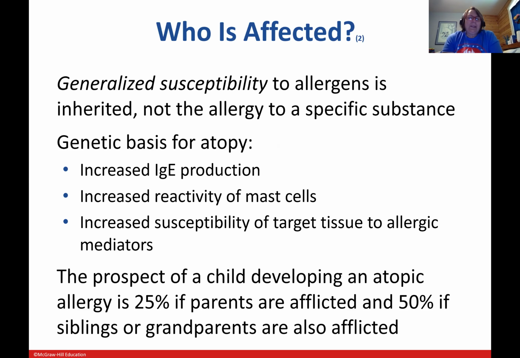So essentially, if your parents have allergies, you have about a 25% chance of being affected. However, the broader those allergies go in your family tree, it goes up to about 50-50 if you have siblings or grandparents who also have allergies, okay? So the broader that goes in your family tree, the more likely it is that you will either have or develop allergies at some point in your life.